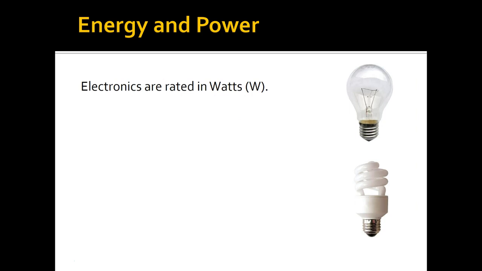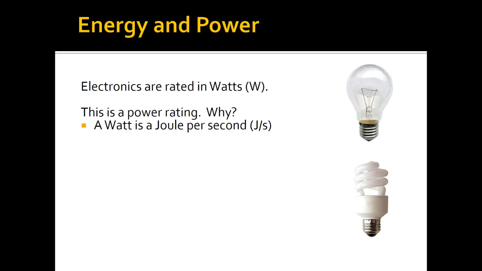Okay, so electronics are rated in watts, right? We have our incandescent here and a CFL. Watts is actually a power rating. This tends to be one of the most confusing things for people just getting into the energy field. So how is this a power rating? It's a little bit difficult to think. Remember, power is energy per unit time. One of the easier ways to remember this is that a watt is equal to a joule per second. So maybe that'll help.